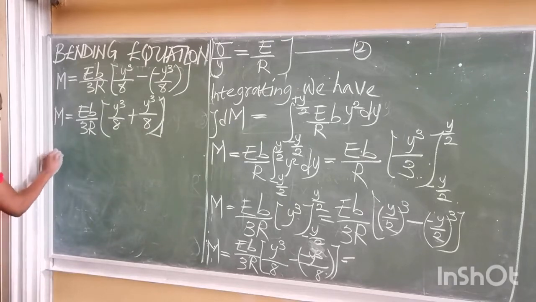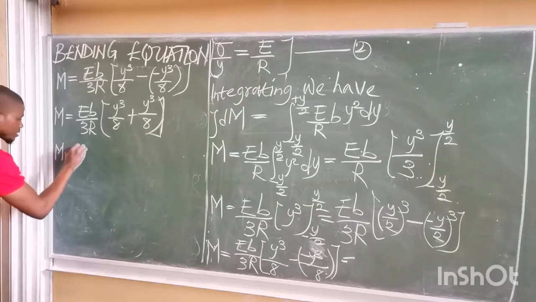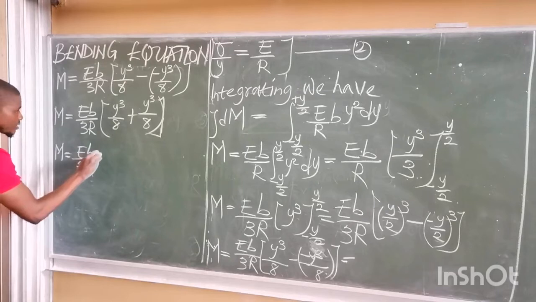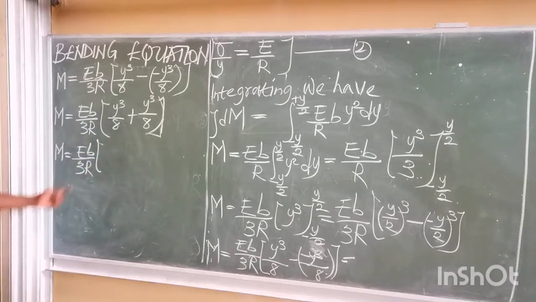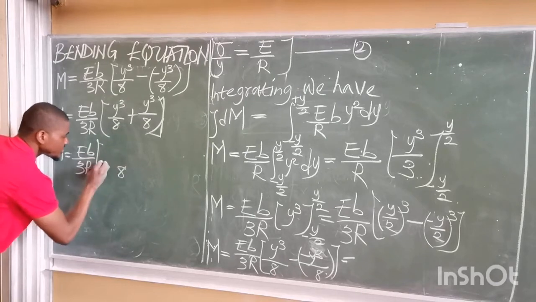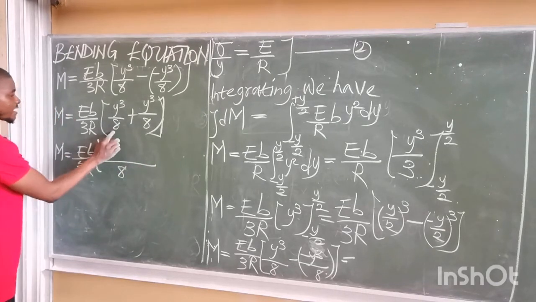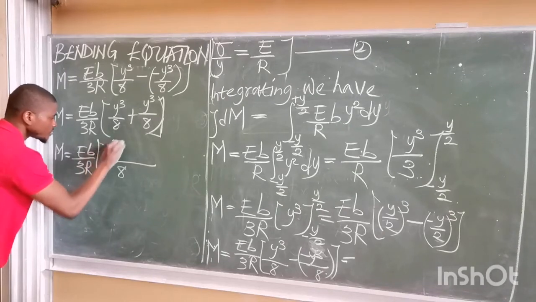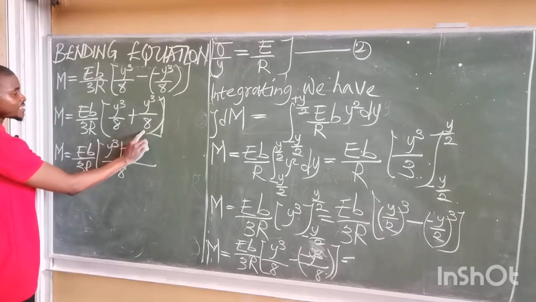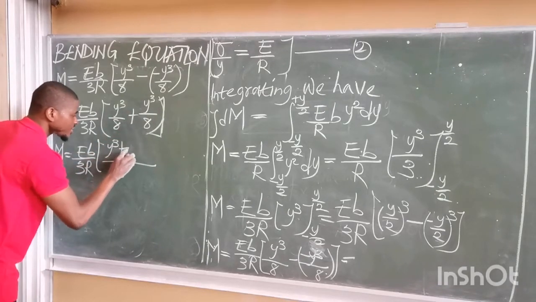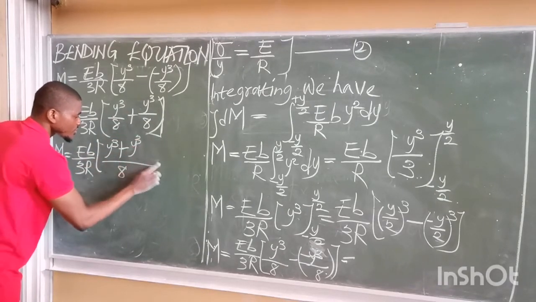All right, so moment is now equal to EB all over 3r into, so let's take the LCM between these two. LCM here is 8, so I simply have 8. 8 divided by 8 is 1. 1 times y cube simply gives us y cube, plus 8 divided by 8 here also is 1. 1 times y cube simply gives us y cube. Okay, so I'll simply have this.